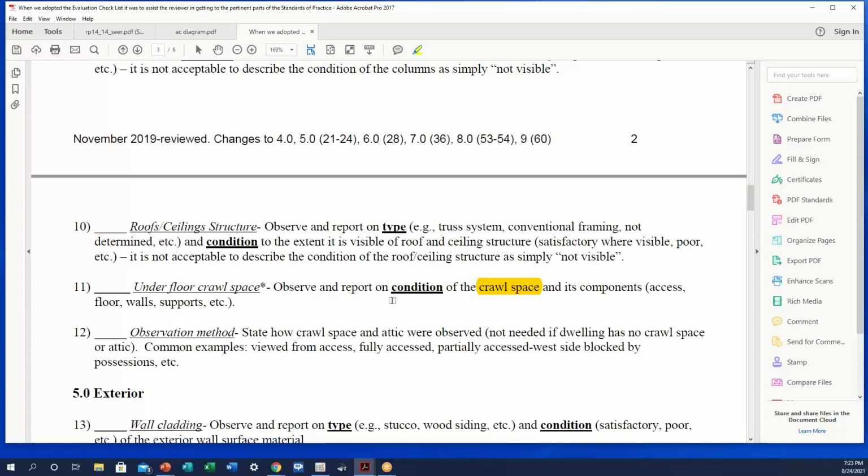Okay, so observe and report. Why didn't I go in there? Well, I didn't want to go in there because when I shined my light in there, I saw 2 eyes looking back at me. Its components. Access, the floor supports. Okay, we didn't enter the crawl space because it required us to unscrew 8 screws.